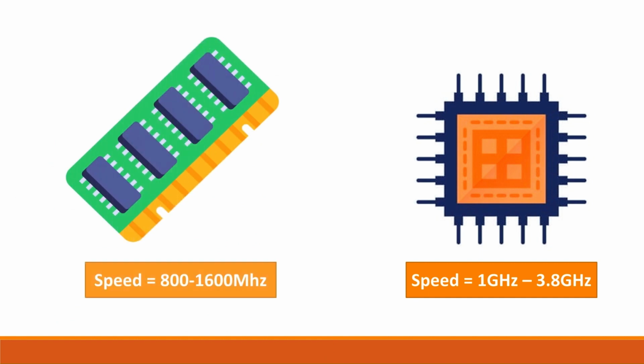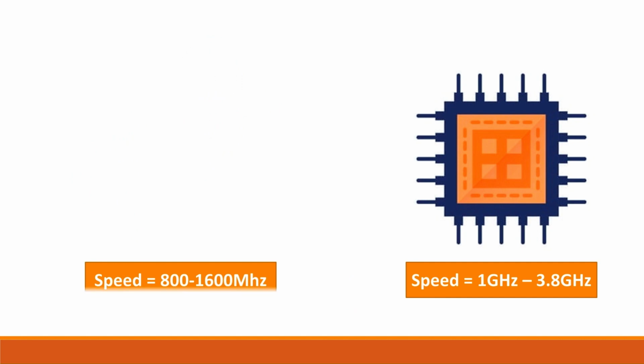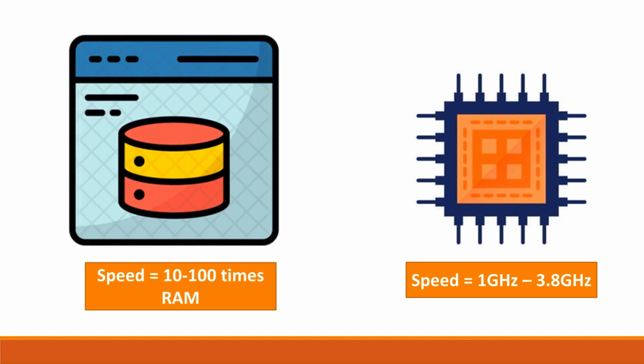So to supply data faster to the CPU, RAM comes into the picture, whose access speed is greater than the main memory, at 800 to 1600 MHz, but this is still lower than the CPU. So to supply data even faster to the CPU, the hero of today's video came into the picture, which is cache memory. The speed of cache memory is 10 to 100 times greater than RAM. As the level varies, the speed of the cache memory also varies.